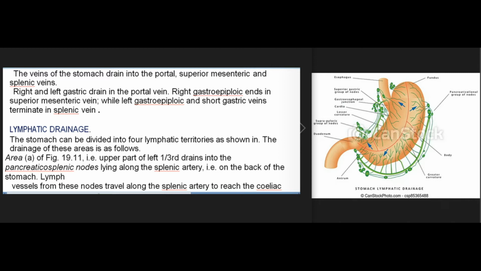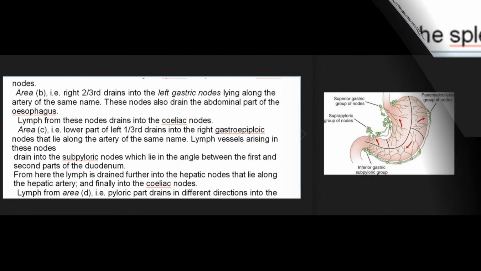Lymphatic drainage. The stomach can be divided into 4 lymphatic territories as shown in Fig 19.11. The drainage of these areas is as follows. Area A, i.e. upper part of left 1/3, drains into the pancreaticosplenic nodes lying along the splenic artery, i.e. on the back of the stomach. Lymph vessels from these nodes travel along the splenic artery to reach the coeliac nodes.